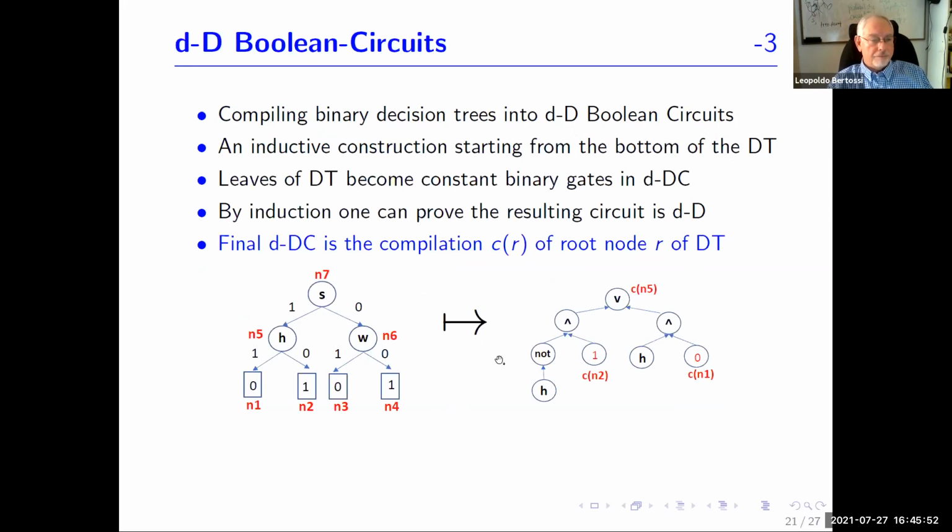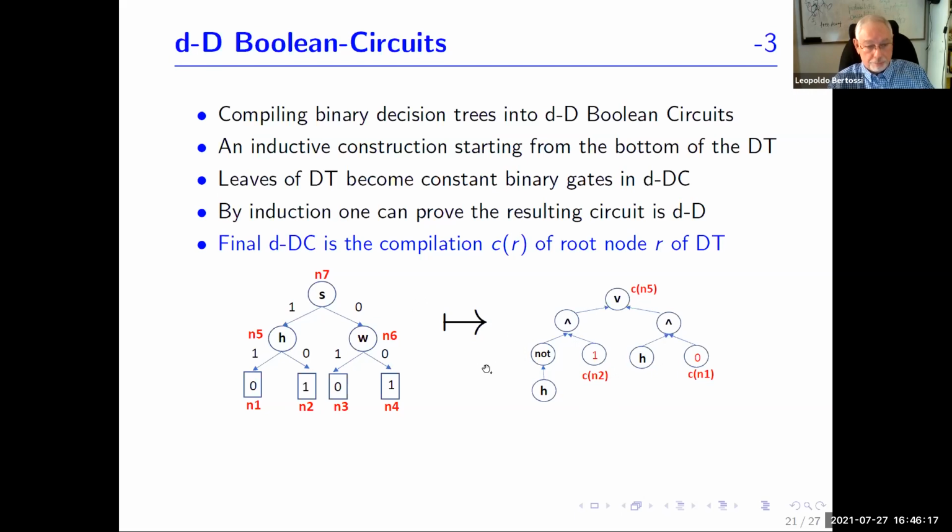Decision trees can be compiled into this class of circuits. Basically, there is a way of compiling this decision tree, with leaves 1 0 1 0 1 0. You can take this and produce a circuit, and it turns out that the circuit is DD. There is an inductive mechanism for doing this construction.